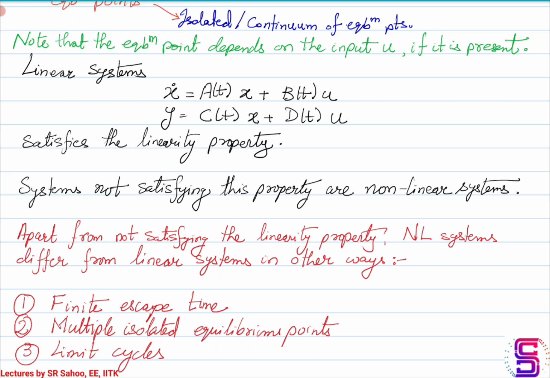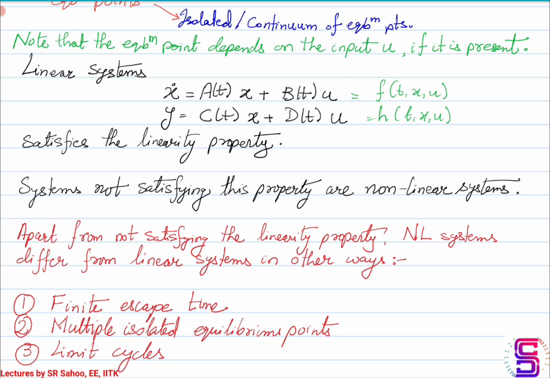But in case you have a relationship of this form, x dot equal to f and y equal to h, with these equations, if the input output relationship is linear, then you have a linear system. If the input output relationship is non-linear, does not satisfy the linearity property, then you have a non-linear system. Any system whose input output relationship does not satisfy the linearity property, you have a non-linear system in hand.